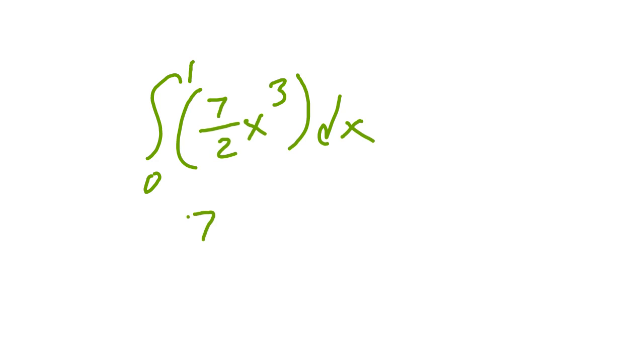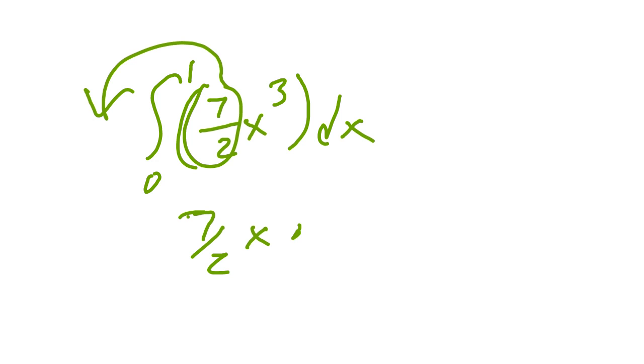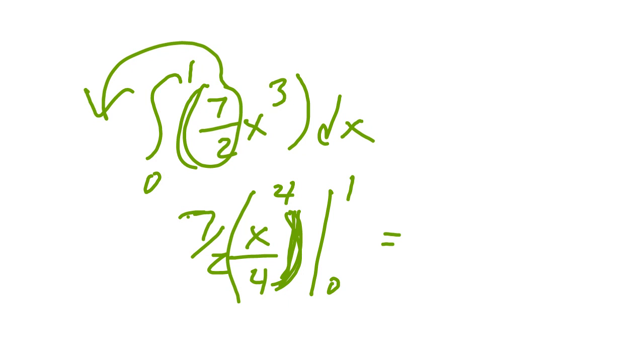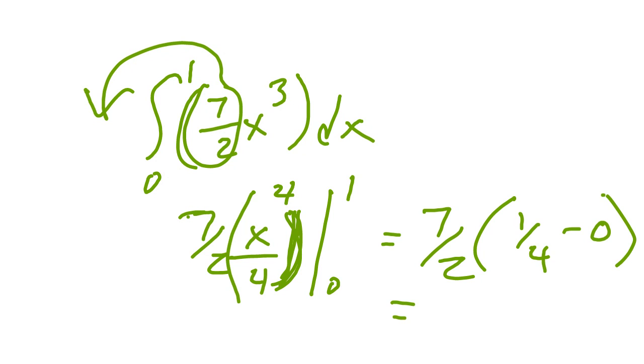So now the last one is going from 0 to 1 of 7/2. Of course, I could pull that 7/2 out, right? But it was x cubed, I think, with respect to x. I'm just going to pull that out front here. Anyway, x to the 4th over 4 evaluated from 0 to 1. So it's going to be 7/2 times, plugging in 1, it's 1/4 minus 0. So that would be 7/8 should be the answer. Hopefully that works out.